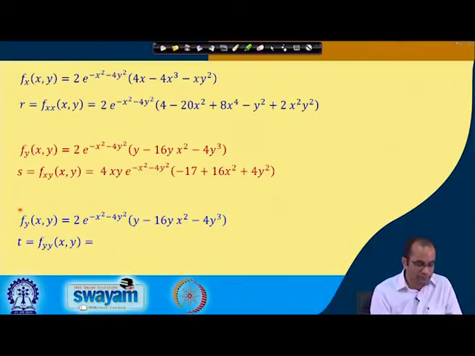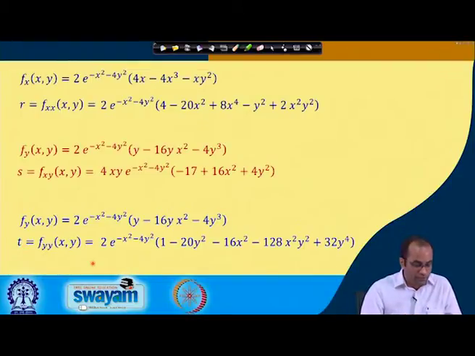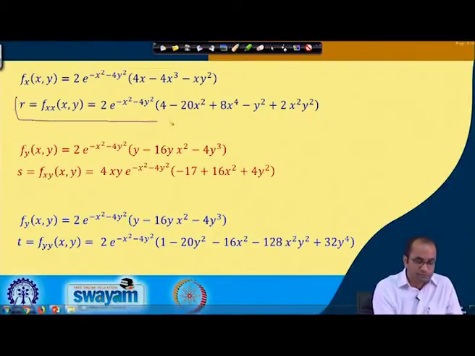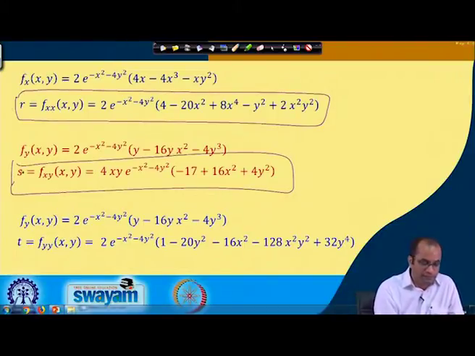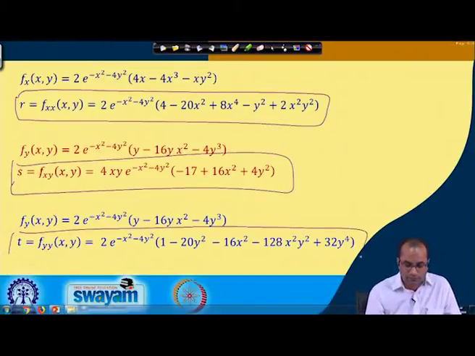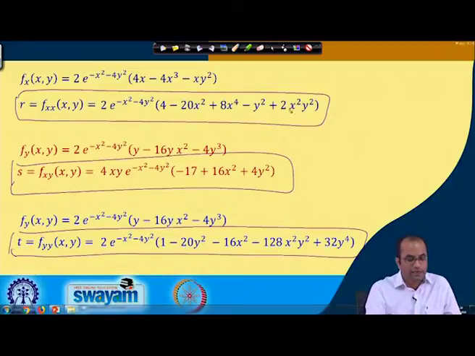So, this is f y, and when we differentiate this we will get this term now with exponential function, and this expression 1 minus 20 y square minus 16 x square, 128 x square y square plus 32 y to the 4. So, we have 3 expressions now. Here for the r, and then we have the s, the mixed derivative, and then we have the second order derivative with respect to y, t. So, with the help of these derivatives, we will investigate further whether this point is a point of maximum, or a point of minimum, or a saddle point.